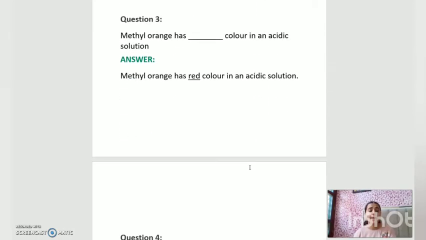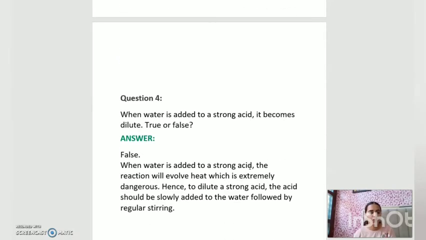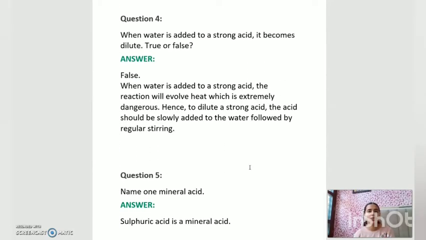Question number 3. Methyl orange has dash color in an acidic solution. Now which color does methyl orange have? Yes, methyl orange has red color in its acidic solution. Question number 4. When water is added to a strong acid. Now students, they say that when we add water to a strong acid, it becomes dilute. So what is the reason? Is the statement true? Does it become dilute, students? Is it true or false? No students, the statement is not true. It is false. Why is it false, students?